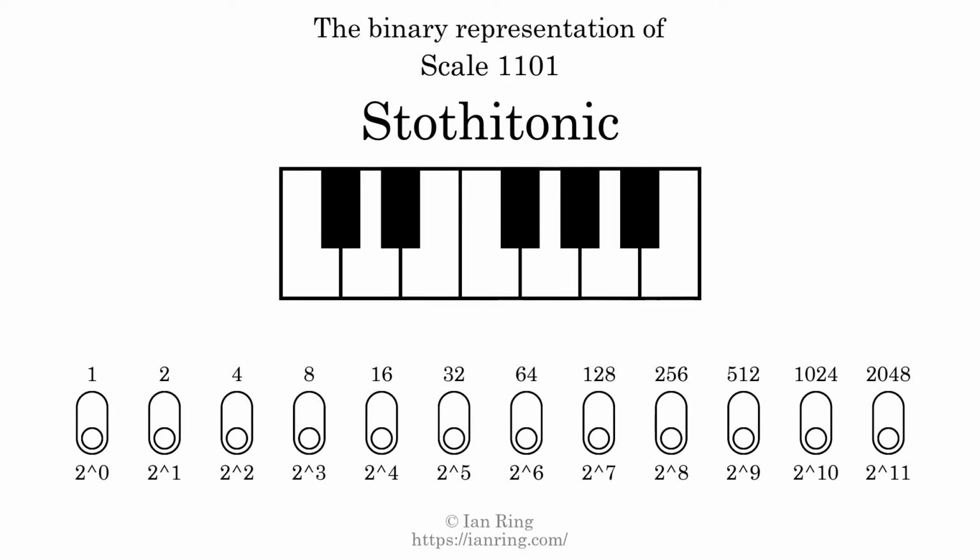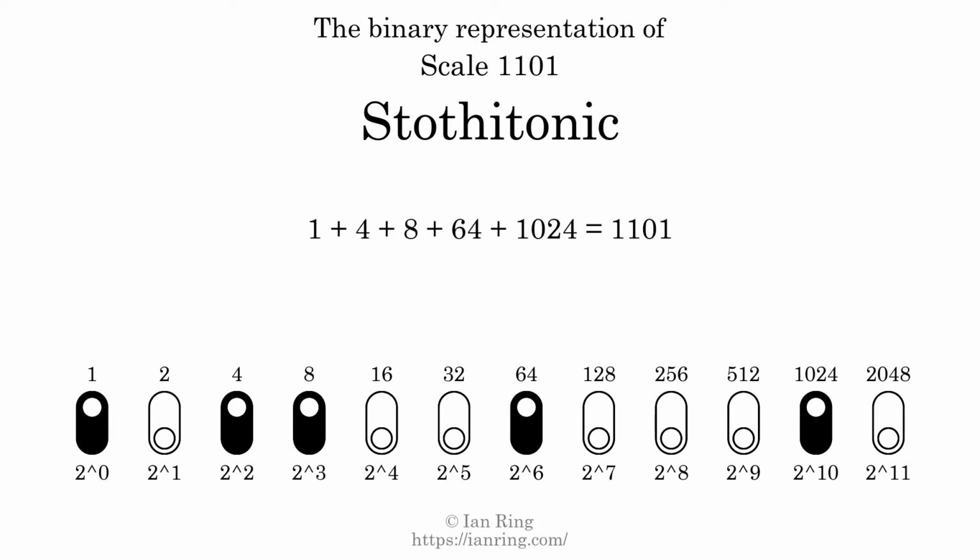The binary representation of this scale is determined by mapping tones of the scale to binary digits. Each binary digit represents a power of 2. To get the scale number, we add the powers of 2 together. The powers of 2 that are present in the scale, all added together, equals 1101. That is why the scale number, in decimal, is 1101.